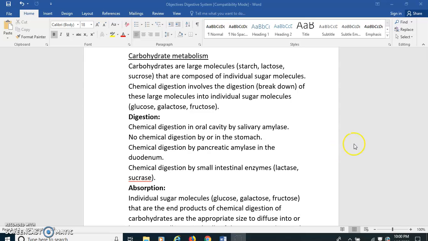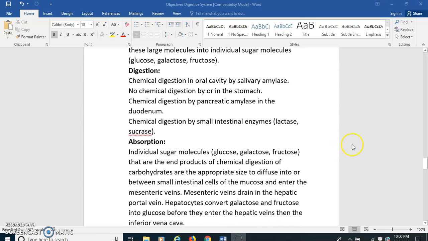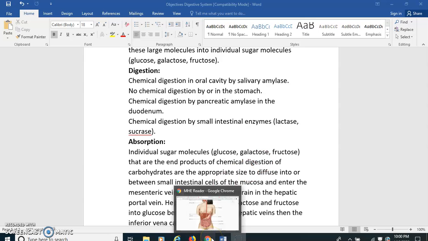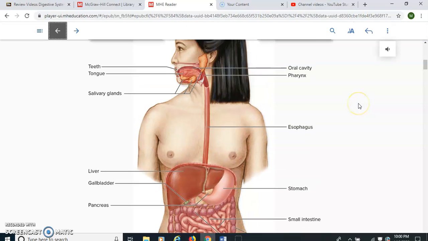All right, so the digestion part, and I'm going to use a little picture here. So we'll use this picture and kind of follow a carbohydrate through the digestive system. So when a carbohydrate enters the oral cavity, that's where chemical digestion is going to begin. So remember, one of the functions of the salivary glands was to produce saliva, to produce amylase, which is an enzyme that will break down the carbohydrate called starch. So chemical digestion through salivary amylase is going to begin in the mouth.